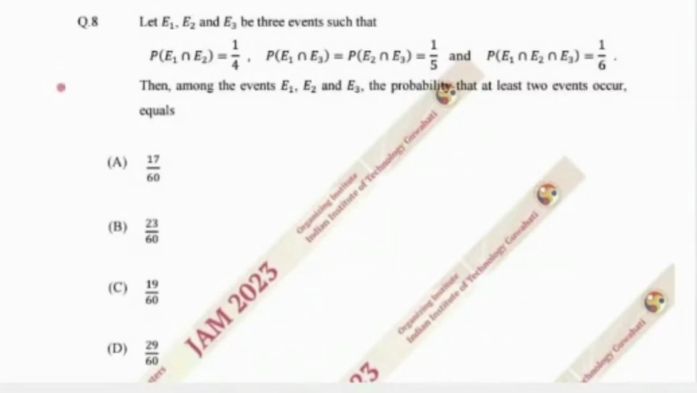Today we are going to solve this interesting problem from IIT JAM MS, problem 8, 2023. The question reads as: let E1, E2 and E3 be 3 events such that we are given that probability of E1 intersection E2 is 1/4, probability of E1 intersection E3 is equal to probability of E2 intersection E3 as 1/5, and probability of E1 intersection E2 intersection E3 is 1/6. Then we have to find the probability that among the 3 events E1, E2, E3, at least 2 events occur. We are given the 4 options. Now let us proceed with the solution part.